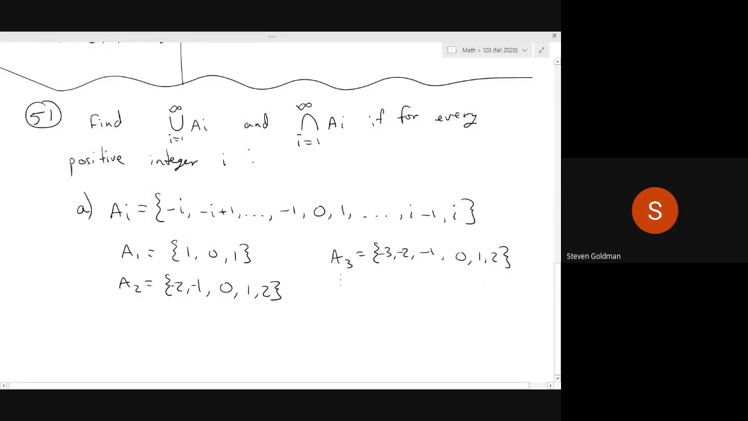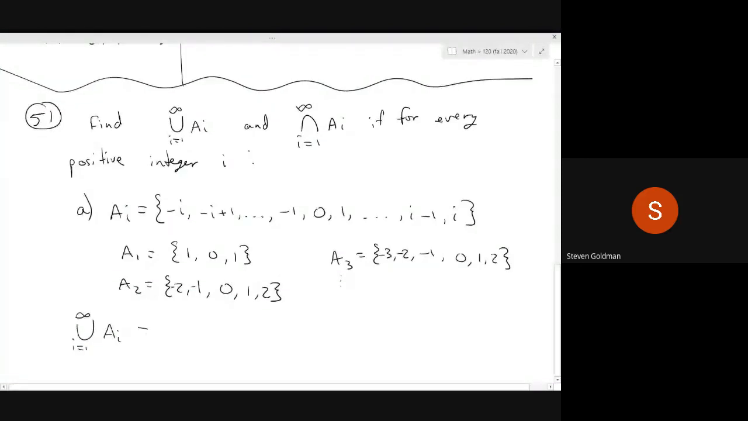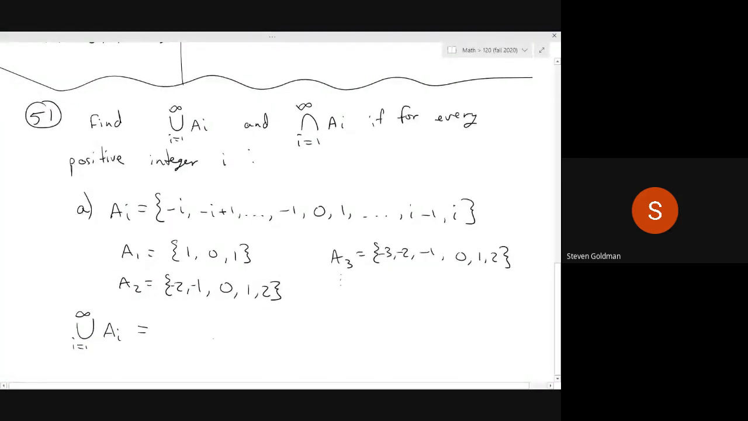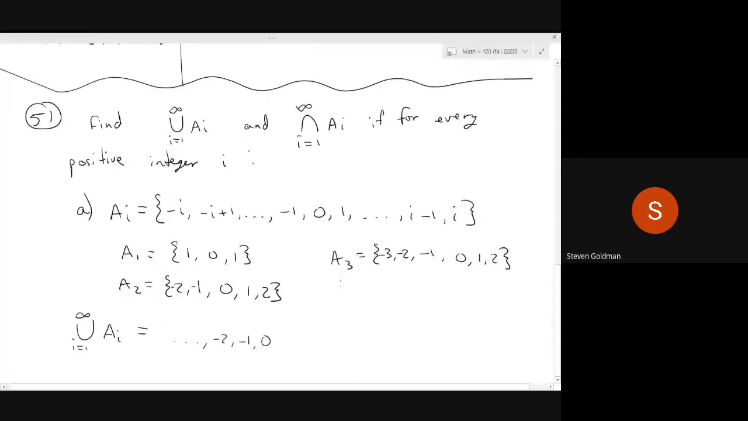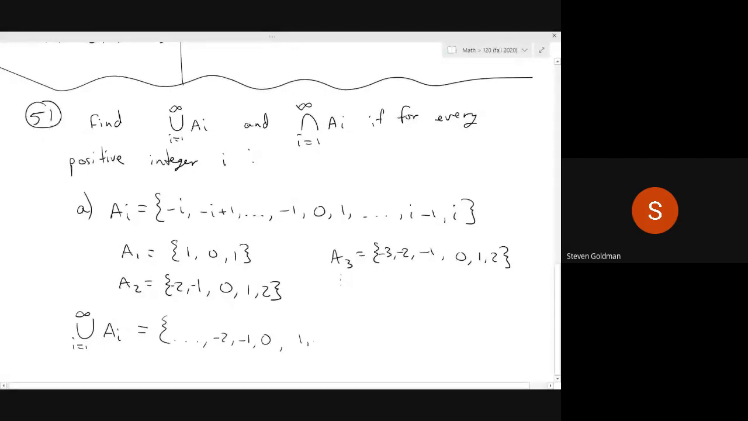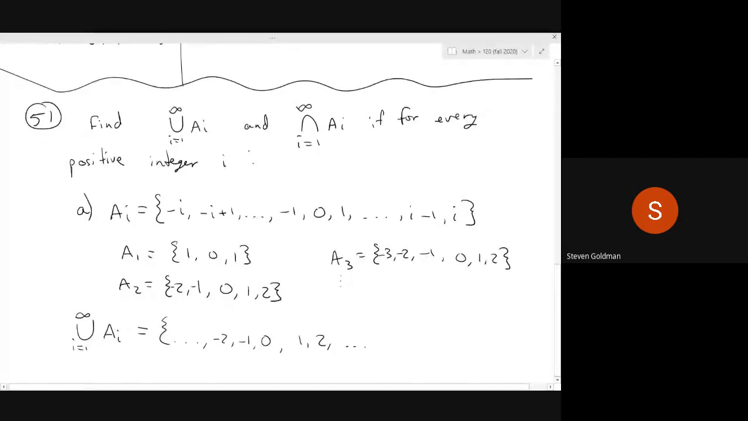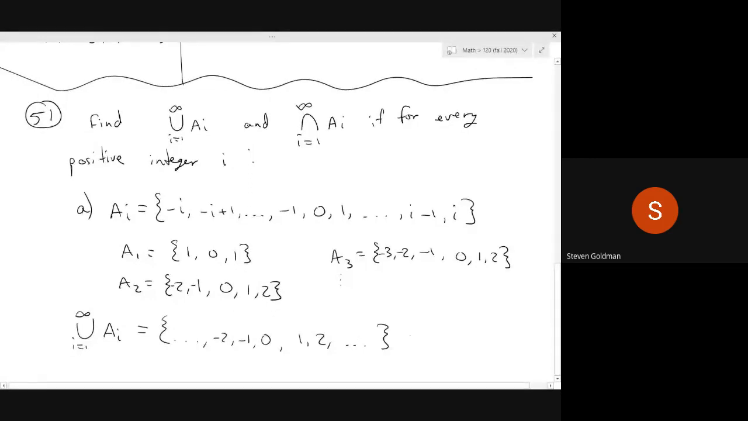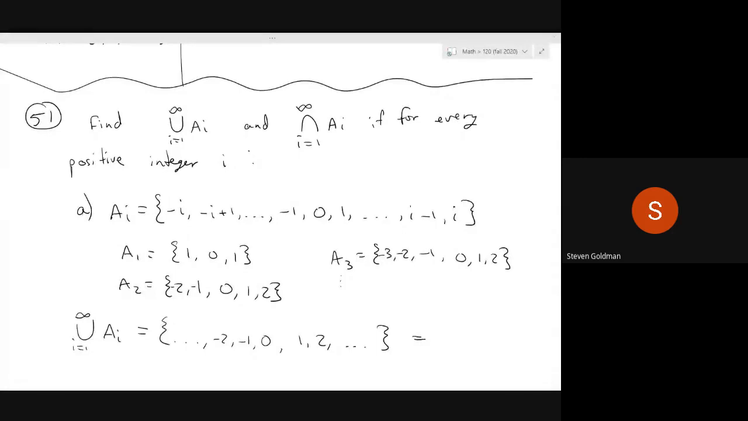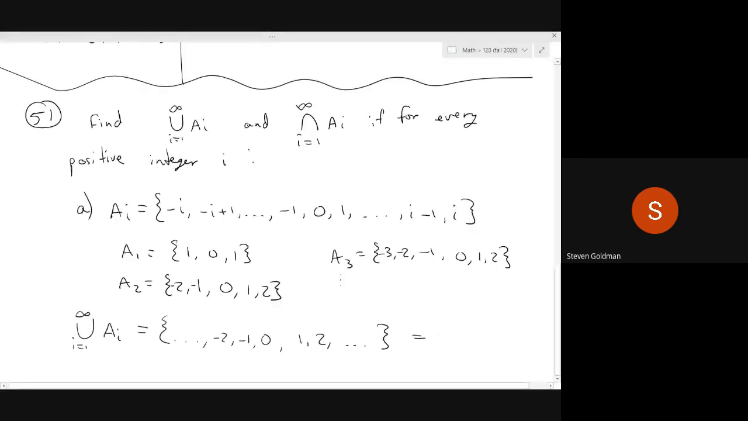Okay. So the union of all these sets from I equals 1 to infinity of A sub I will be what? Well, it will have 0, negative 1, negative 2, etc., etc. And that will continue forever. And it will also have 1, 2, etc., etc., and that will continue out to the right forever. Okay. So what is that set? Yep, that's the set of all integers. That's the set Z.